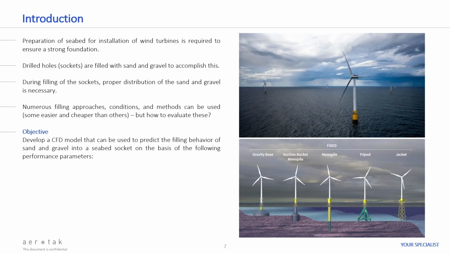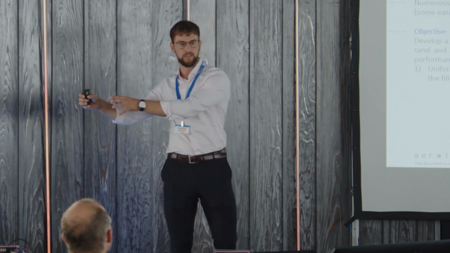So basically the objective here was to make a CFD model that allows us to evaluate the following parameters. One, because we're working with sand and gravel, that of course has a particle size distribution. And we need to make sure that within the height and the radial distribution of the socket, this hole, we actually have a nice distribution of the particles. We don't want very large particles on one side and small particles on another side, evenly distributed.